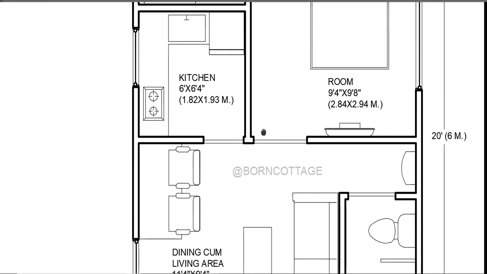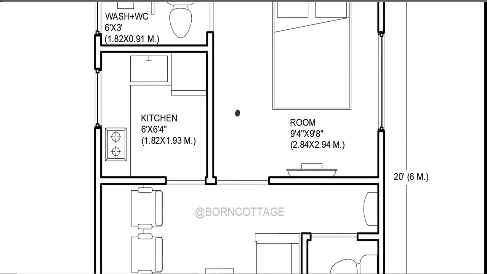So in the left we have a kitchen. The size of the kitchen is 6 feet into 6 feet 4 inches, in meter 1.82 into 1.93 meter. You can see here the burner, sink and refrigerator arrangement. Also we have a window for ventilation of the kitchen.